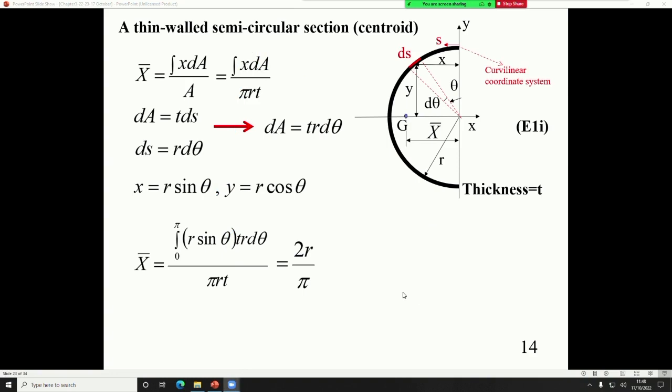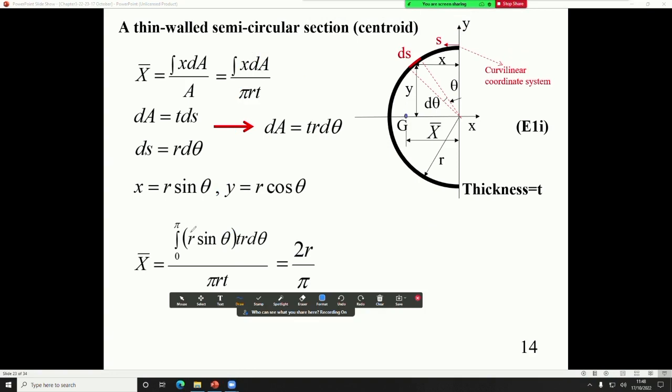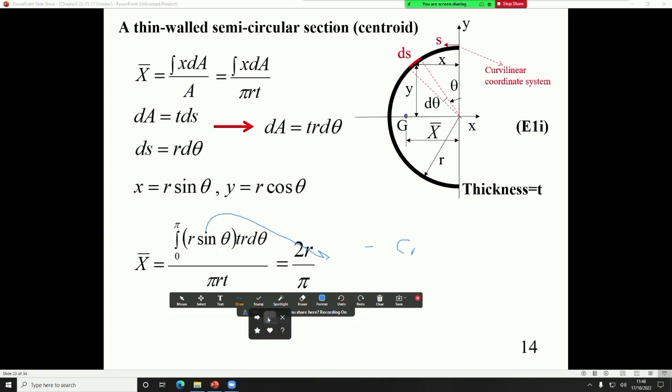Okay, so that is a very good question. Now we've got the integral of sine of theta, which is minus cosine of theta. So the integral is minus cosine of theta. And what are the limits of theta? Pi and zero.